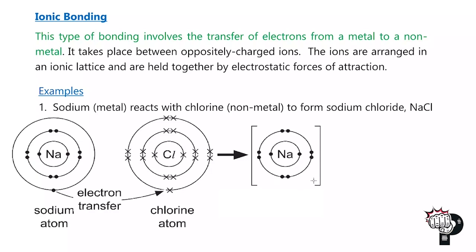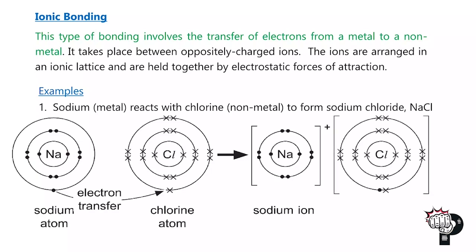and forms a sodium ion with a charge of plus 1. The chlorine atom, on the other hand, having gained an electron from the sodium atom, will have also a filled outermost shell which will have 8 electrons. And in this case, the chlorine atom has become a chloride ion with a charge of -1. So this is how we represent the structure of sodium chloride.